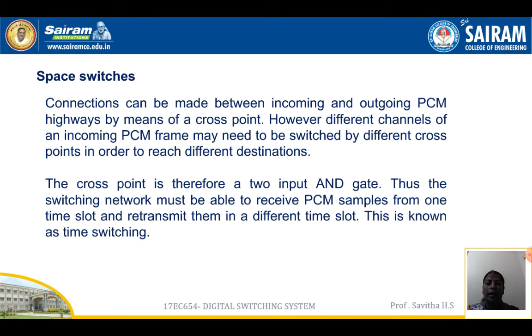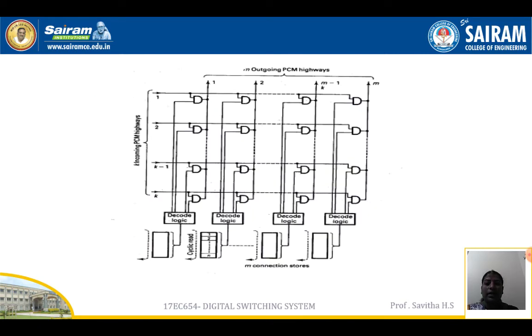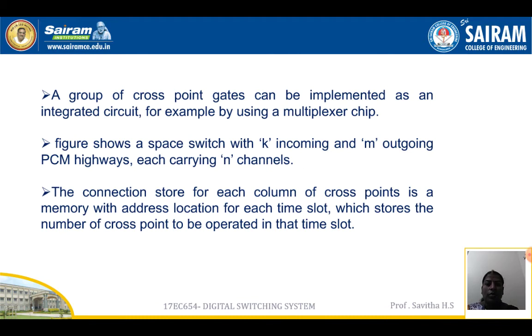Space switches. Connections can be made between incoming and outgoing PCM highways by means of a cross point. However, different channels of an incoming PCM frame may need to be switched by different cross points in order to reach different destinations. The cross point is therefore a two-input AND gate. Thus, the switching network must be able to receive PCM samples from one time slot and retransmit them in a different time slot. This is known as time switching. So here you can see K incoming PCM highways and N outgoing PCM highways.